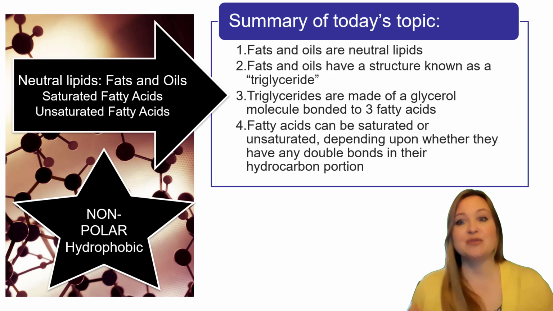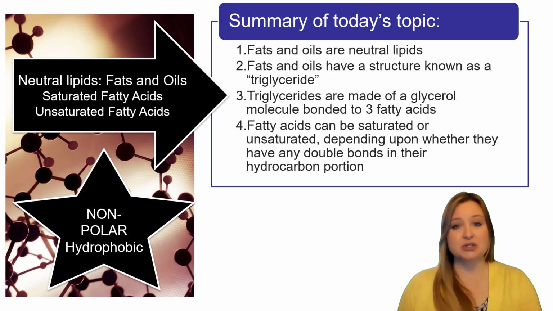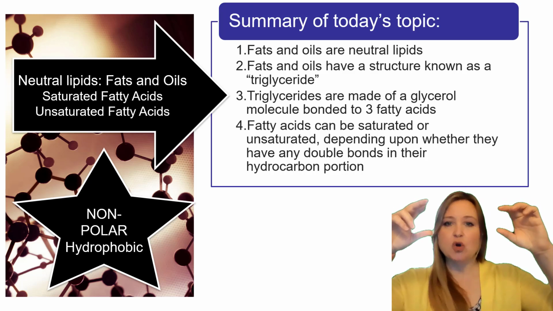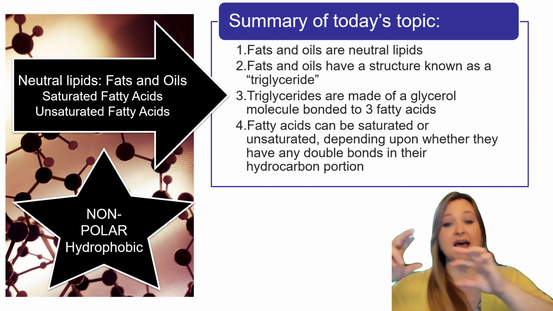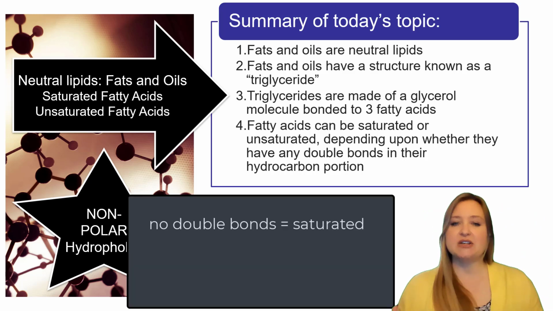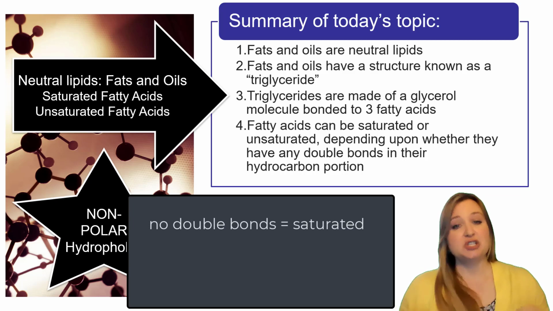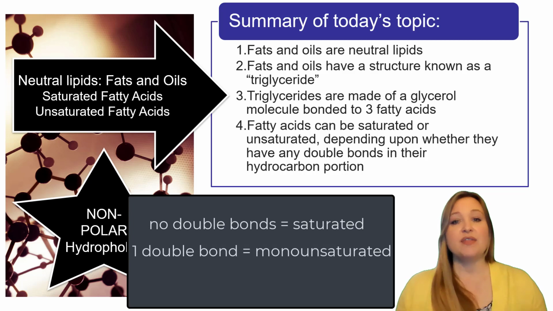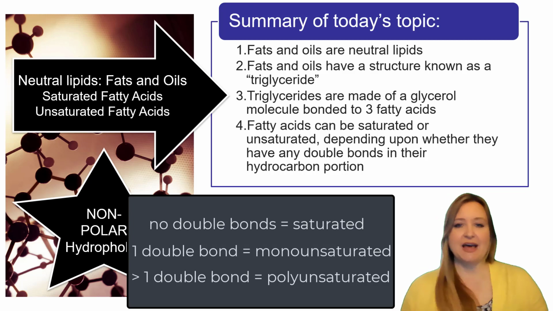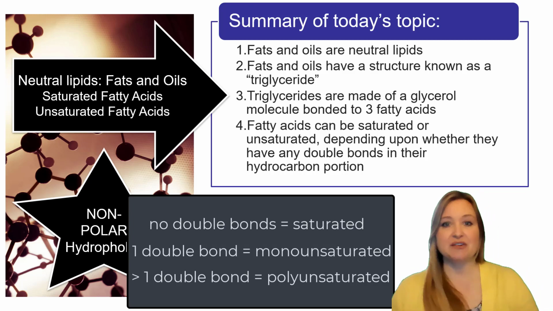So this is a summary again of what we talked about today, right? Fats and oils are neutral lipids. Fats and oils have a structure known as a triglyceride. Triglycerides are made of that glycerol backbone that ends up being bonded to 3 fatty acids. And those fatty acids can be saturated or unsaturated. If they have no double bonds in the hydrocarbon part of that fatty acid, it's known as a saturated fatty acid. If they do have 1 single double bond, well, that makes it a monounsaturated fatty acid. And more than 1 double bond in the fatty acid makes it a polyunsaturated fatty acid.